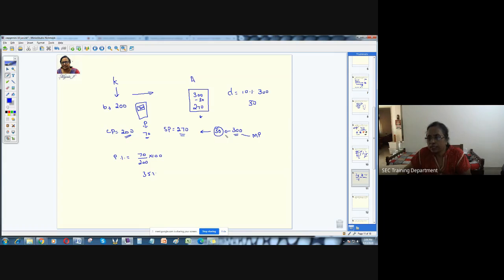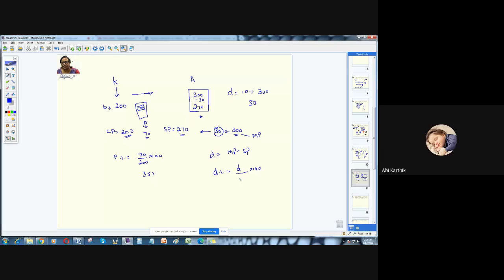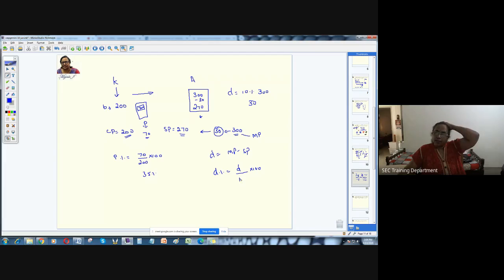So when asking for a discount, the discount is always calculated on the mark price. So discount is nothing but mark price minus selling price, we can say. 300 minus 270 is the discount. Or when you calculate the discount percentage, it is always discount divided by what? Can anyone say? Selling price. Market price. Mark price.